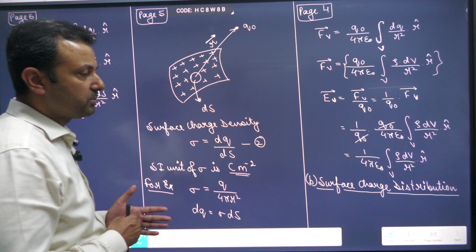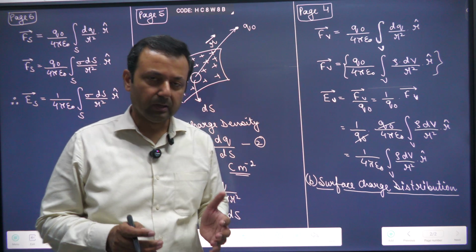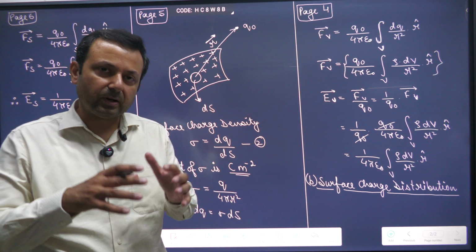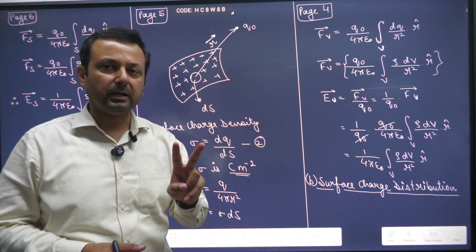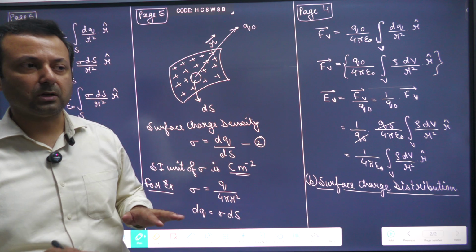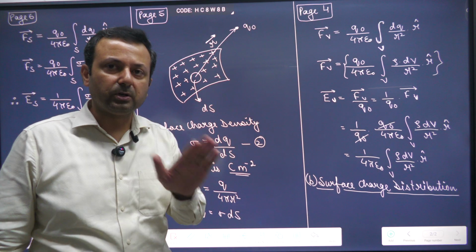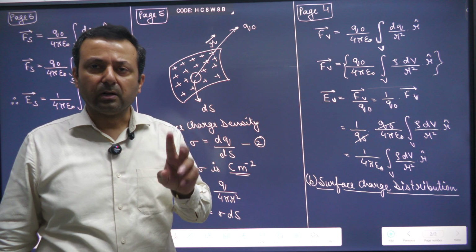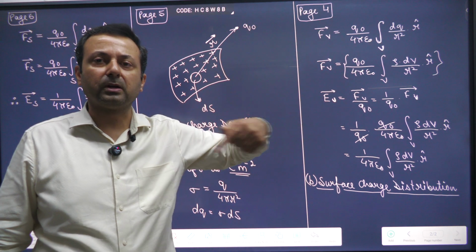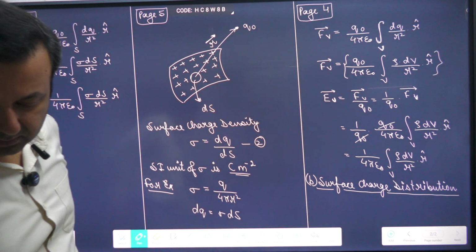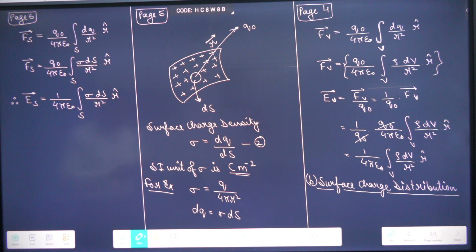The first type of distribution was volume charge distribution, when all the charges are filled up inside a volume. Secondly, we have surface charge distribution, when all the charges are distributed over a surface. Thirdly, we have line charge distribution, when all the charges are distributed along a line. None of the points on the line is left empty. All the line is filled up with charges. So the C part is line charge distribution.